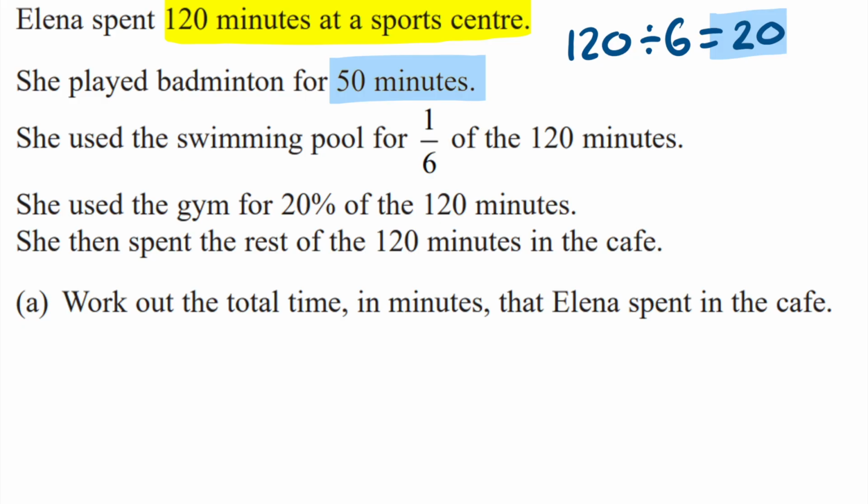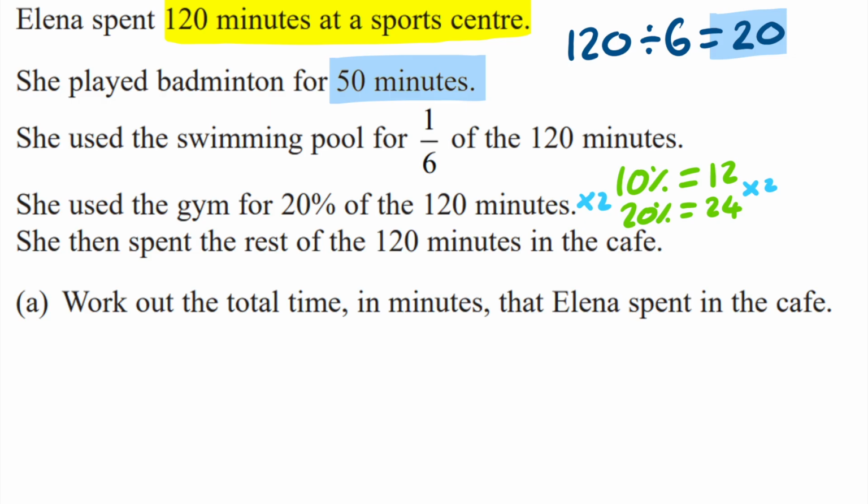Then she uses the gym for 20% of the 120 minutes. So let's find 10%. In order to find 10%, we divide 120 by 10, which then gives us 12. 20% is then going to be double that. So we're going to multiply 12 by 2. And when we multiply 12 by 2, we then get 24.